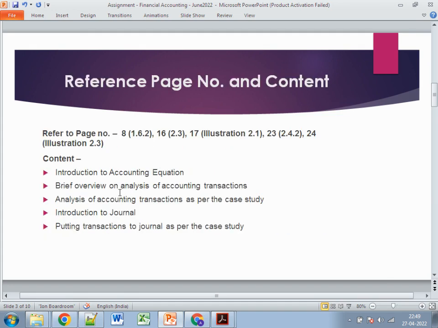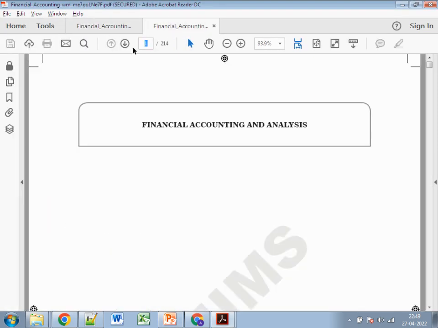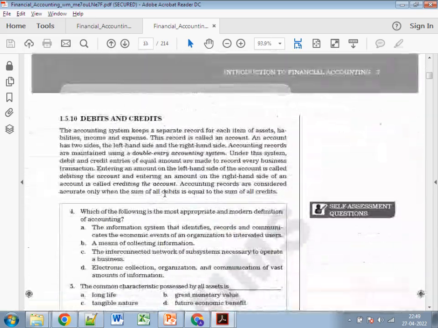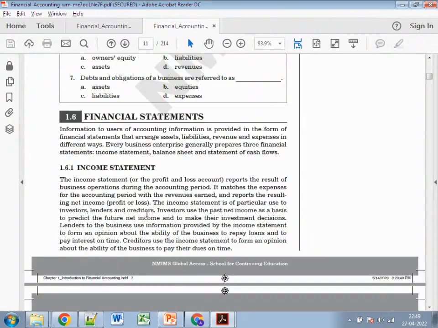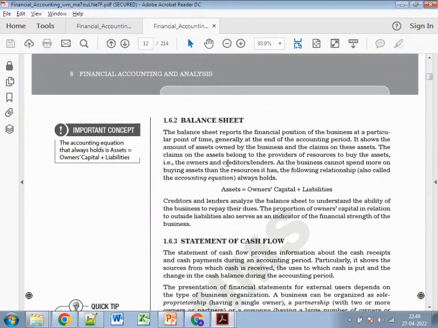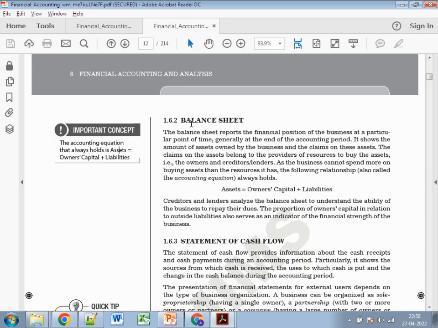So firstly, going to page number 8. On page number 8, it's a balance sheet where the accounting equation is mentioned, that it always holds: asset equals owner's capital plus liability. So you just need to explain a little bit about the accounting equation, then a brief overview and analysis of the accounting transaction. So going to page number 16.